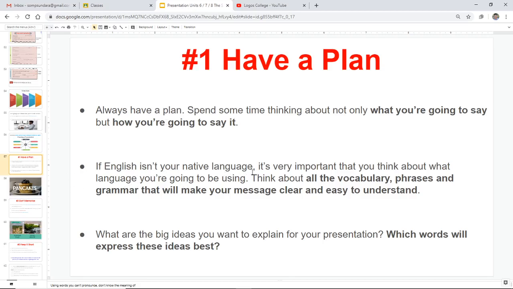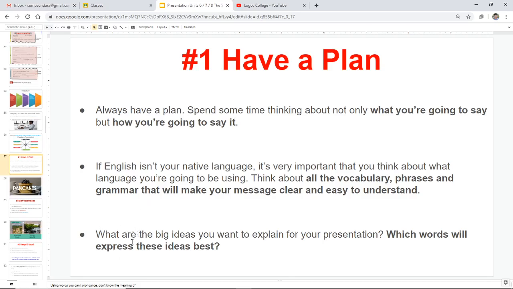If English isn't your native language, it's very important that you think about what language you're going to be using. Think about all the vocabulary, phrases, and grammar that will make your message clear and easy to understand. Okay, this is where you don't want to say words you don't know how to pronounce. You don't want to say words you don't know what they mean. You don't want to say phrases if you don't know the meaning of the phrases, right? So you want your message to be clear and easy to understand for both you and the audience. Because if you don't understand your message, then the audience won't understand your message.